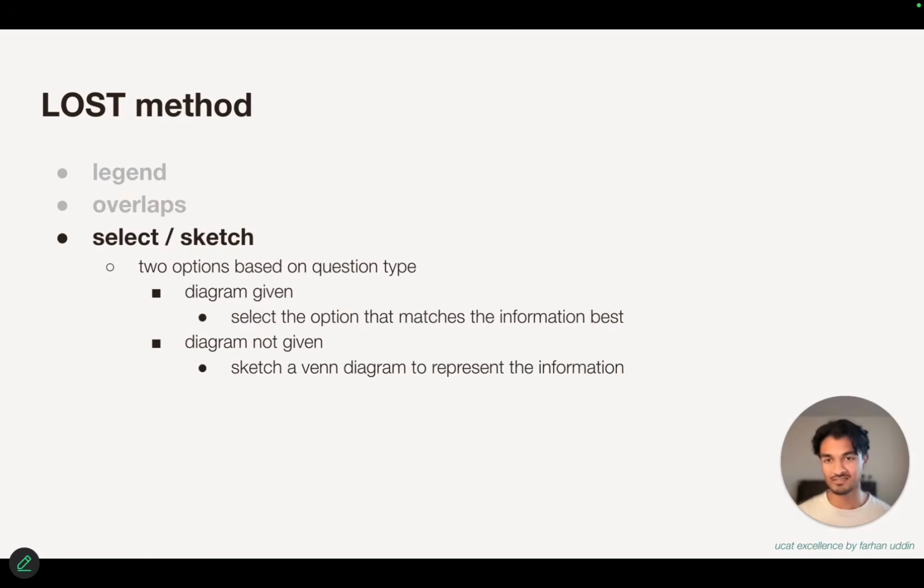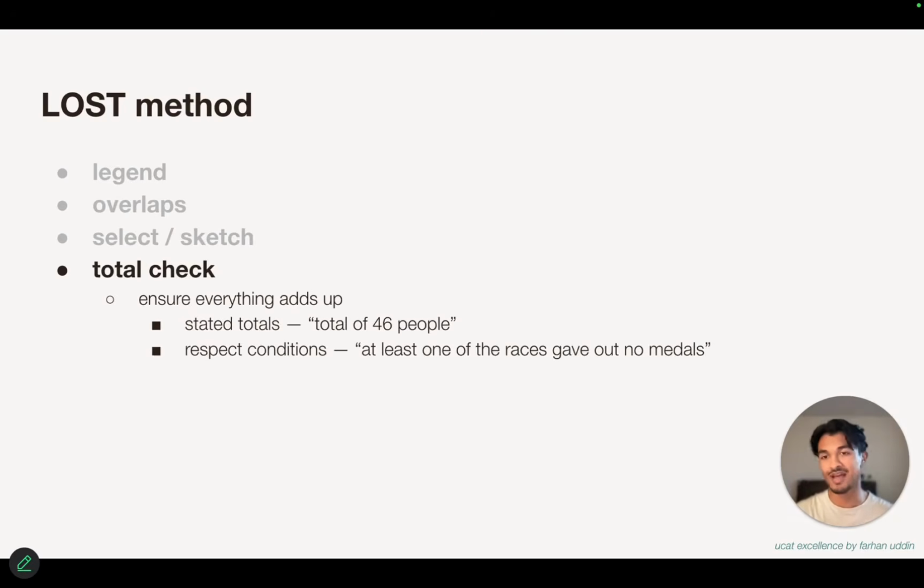Next is selecting and sketching. So these are 2 different options based on the question type you have. If you are given a diagram, then you select the option that best matches the information. Whereas if you're not given a diagram, this is your cue to start sketching a Venn diagram to then represent the information. And lastly is the total check.